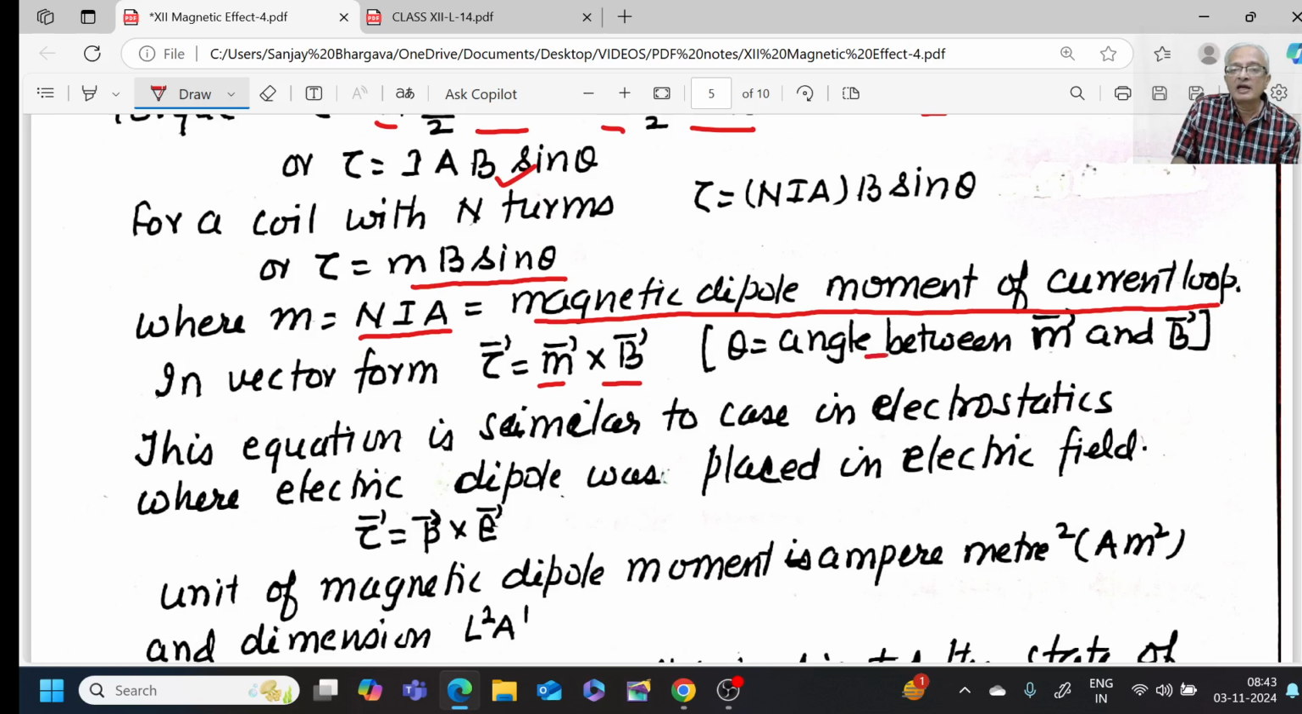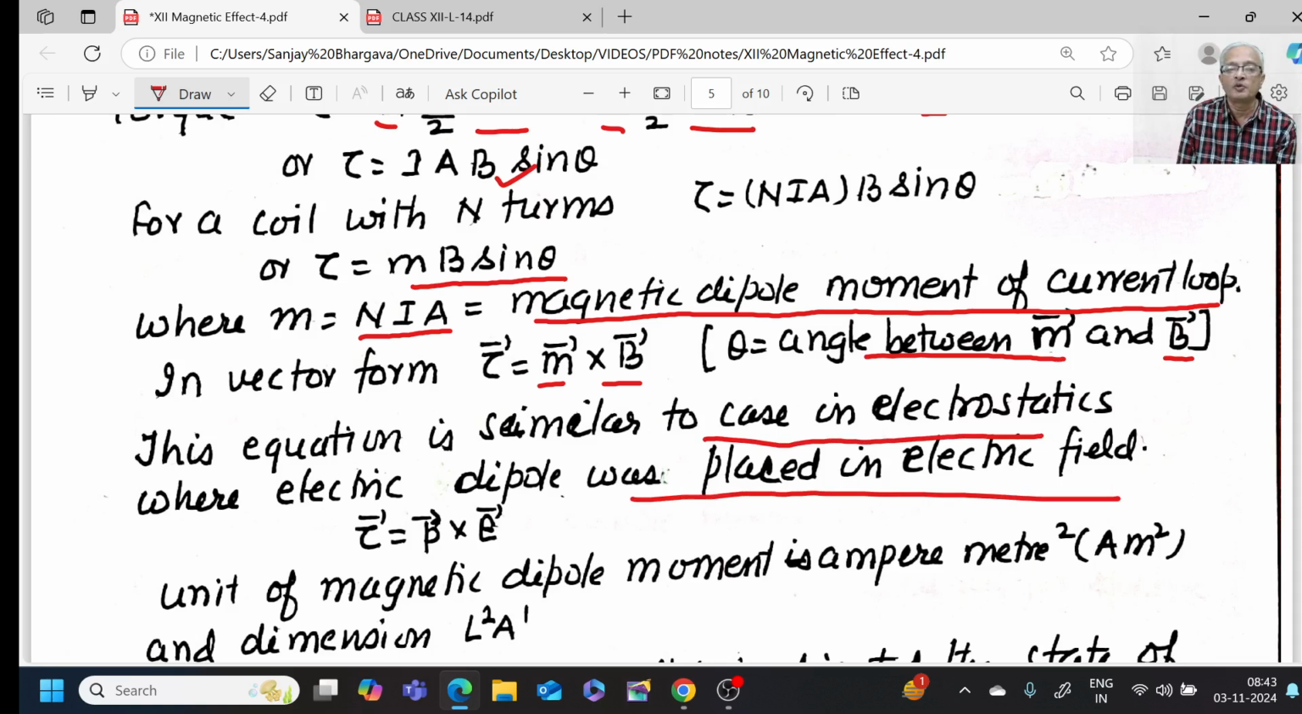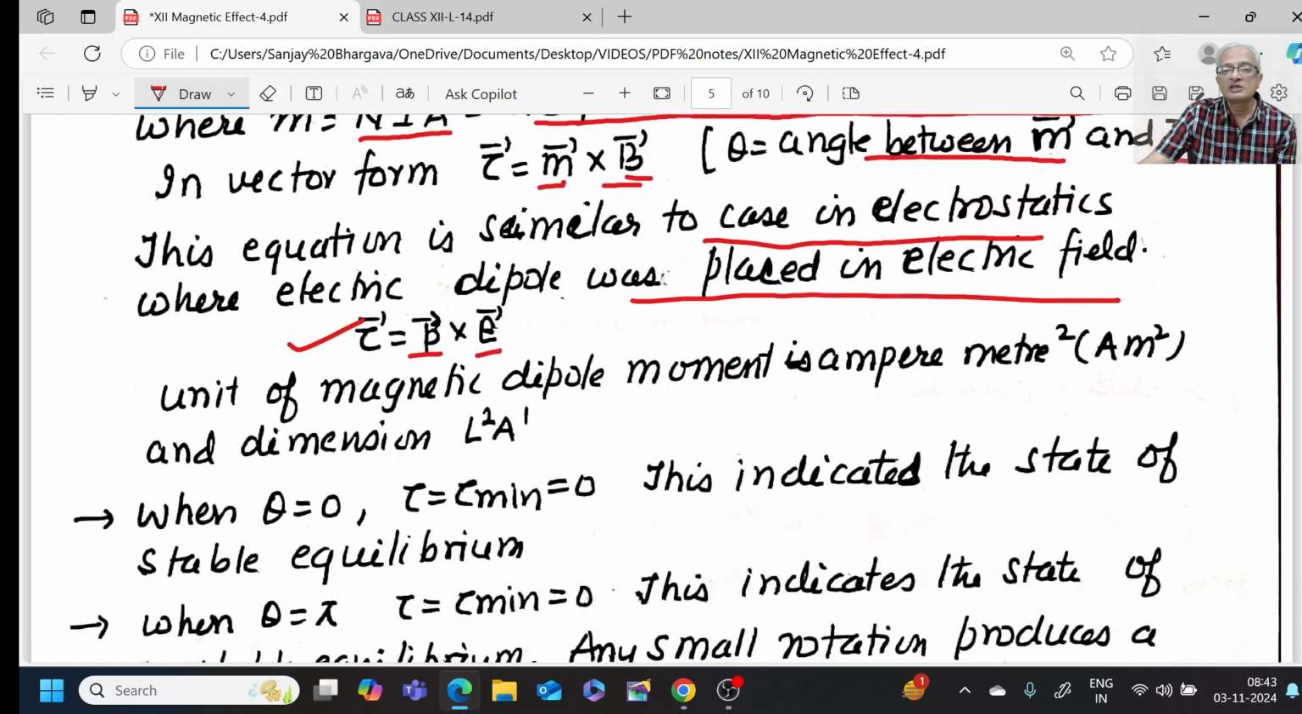Here theta is the angle between the direction of M vector and B vector. This equation is very similar to the case of electrostatics, where an electric dipole was placed in an electric field and we obtained the equation tau is equal to P cross E. So P was electric dipole moment and this is magnetic dipole moment. This is magnetic field and this is electric field. So analogy says that the two equations are of the same form.